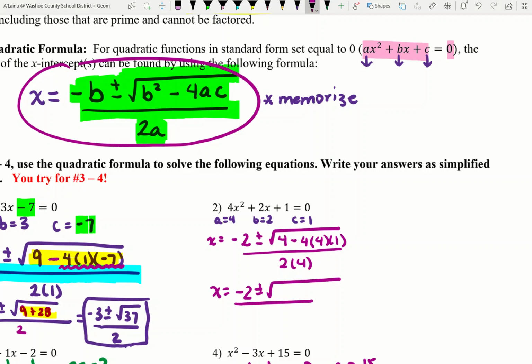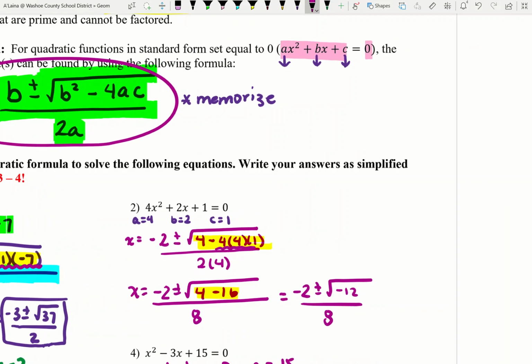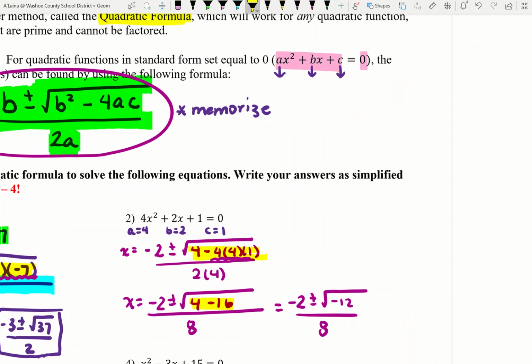Plus or minus, I'm going to need to simplify inside this square root. If you are doing this by hand, you should always do the multiplication before you try to do the addition and subtraction. This would really be 4 minus 16. And then on the denominator, that'd be 8. I'm now going to go ahead and finish the subtraction. Now you could use a calculator to help you inside that square root if you'd like. This one causes a little bit of a problem here.